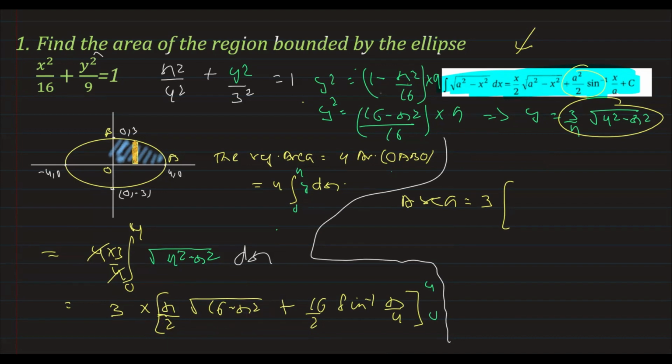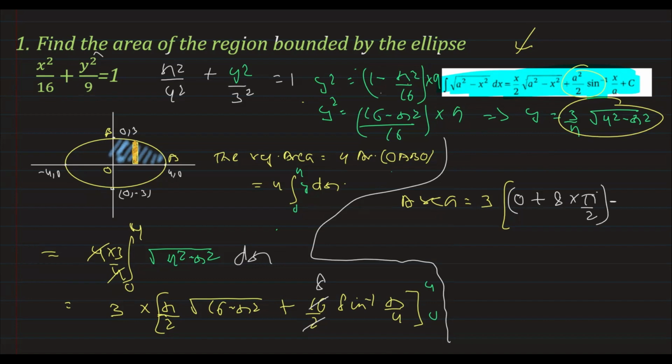Let me show it also. This will come as 0 plus, on replacing this with 4, it is going to be sine inverse 1, and sine inverse 1 is what? Pi by 2, and this is 8. So it's going to be 8 multiplied by pi by 2. That's about the upper limit.